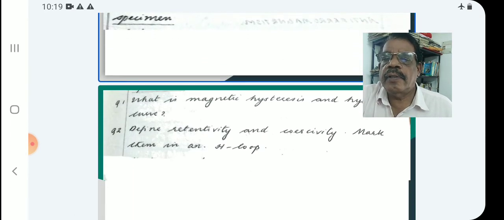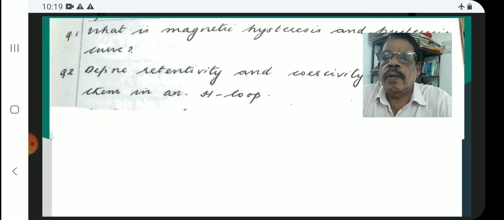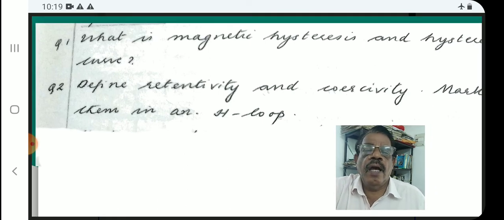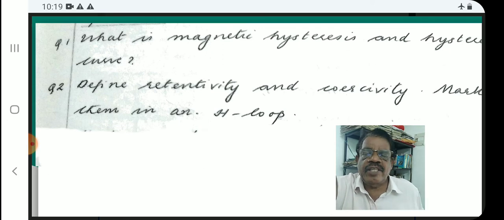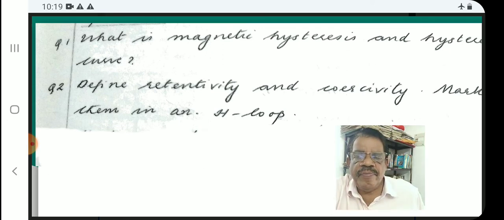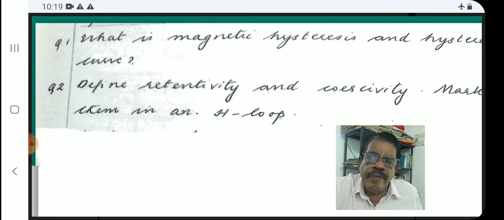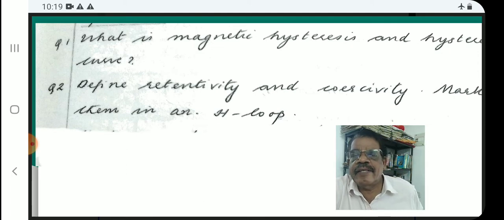Next are some questions. What is magnetic hysteresis and the hysteresis curve? Hysteresis is the lagging of B or M behind H when a specimen like iron is subjected to a complete cycle of magnetization. This is called magnetic hysteresis.